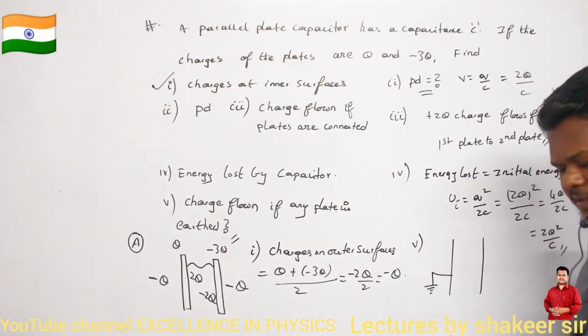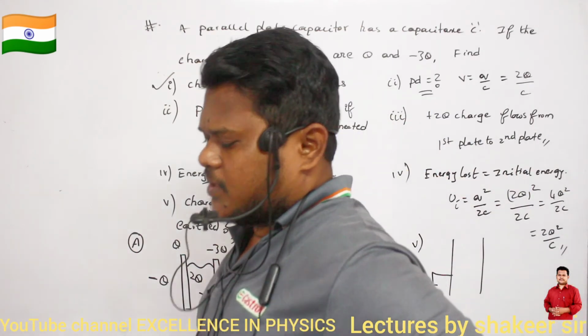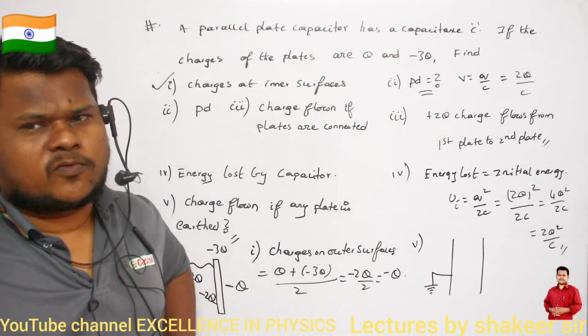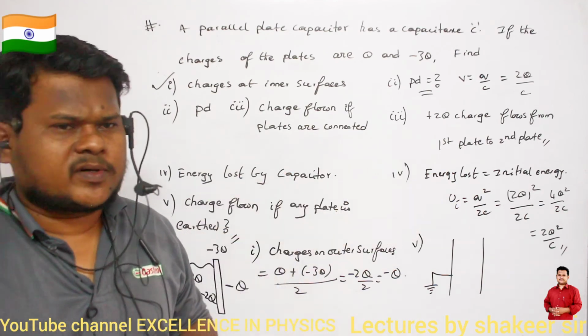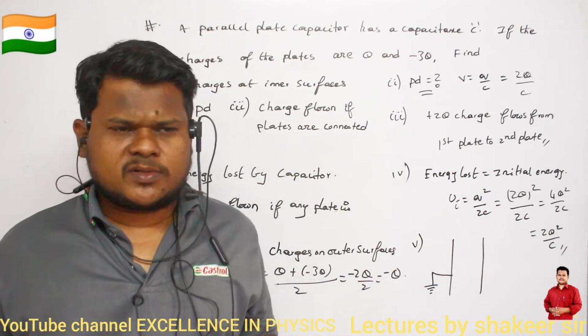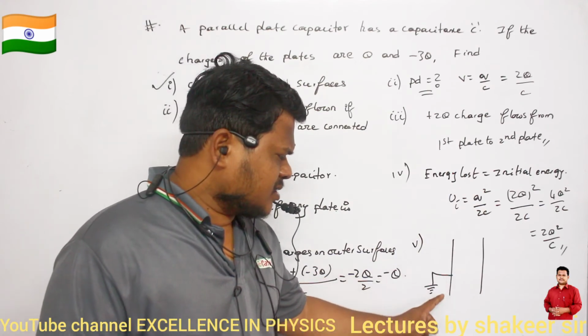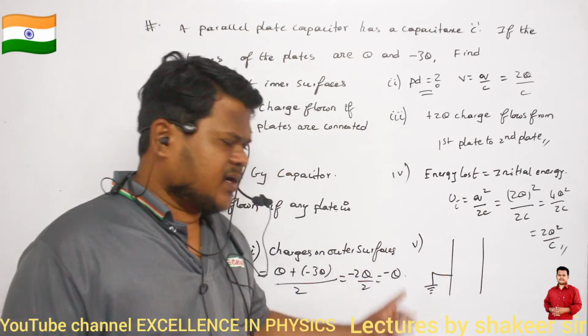Why? Because earth is a very big sphere, as we have already studied. Its potential is considered to be zero. So whatever charged body you connect to earth, its potential also becomes zero. Here, potential becoming zero means whatever charge is present on this outer surface will enter into the ground.